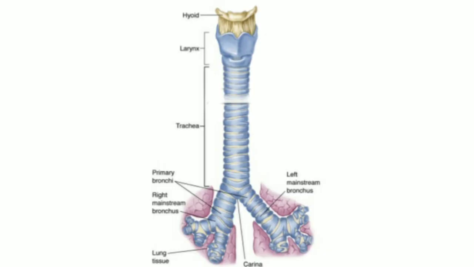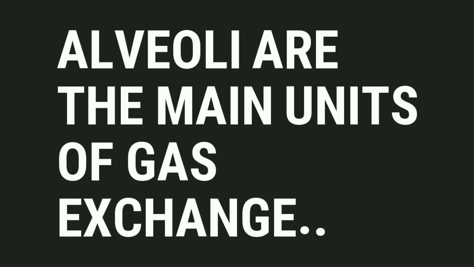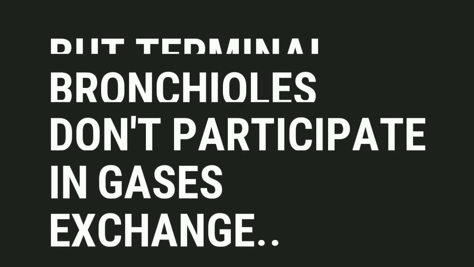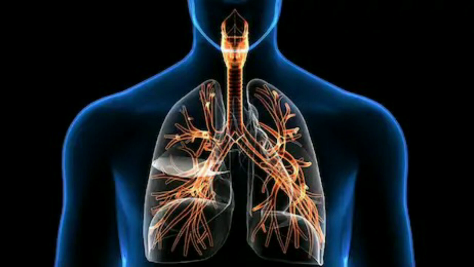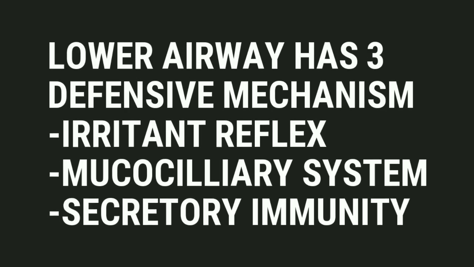Each bronchiole descends a lobule and contains terminal bronchiole, alveolar duct and alveoli. But among them, alveoli are the chief units of gas exchange and terminal bronchioles don't participate in the gas exchange. In addition to warming, humidifying and filtering the inspired air, the lower airway protects the lung with defensive mechanisms like irritant reflex, mucociliary system and secretory immunity.